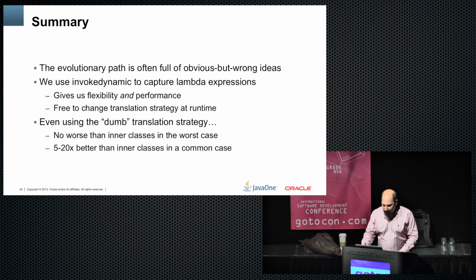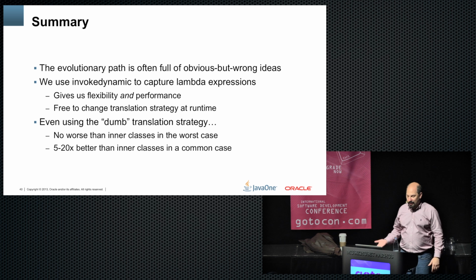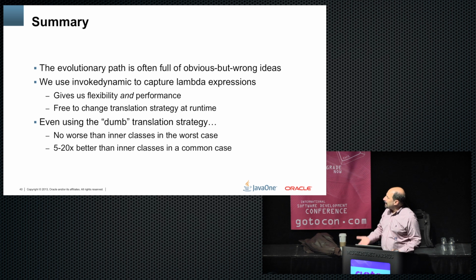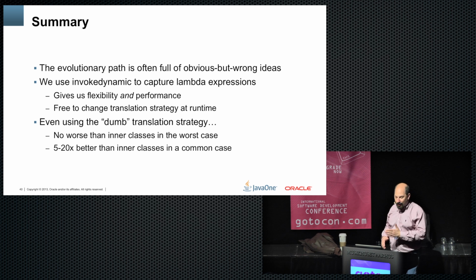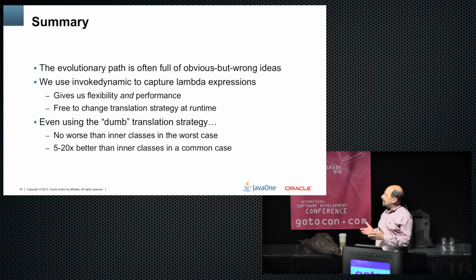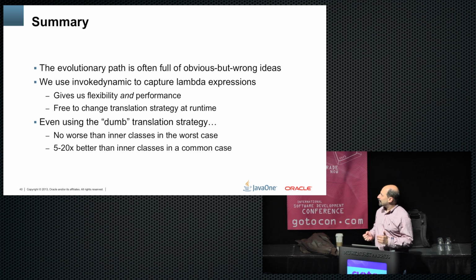So invokedynamic turned out to be a great tool here. We use it to capture lambdas. It gave us flexibility and it gives us performance, and it gives us the opportunity to change our strategy at runtime. And even using the dumb strategy that we're starting with, it's still at least as good, and possibly better than inner classes in common cases. So hopefully, like I said, none of you will ever have to know any of this. You'll just use lambdas and you'll get great performance and you'll be happy. But if next time someone says, oh, lambdas are just syntactic sugar for inner classes, now you can slap them around authoritatively.